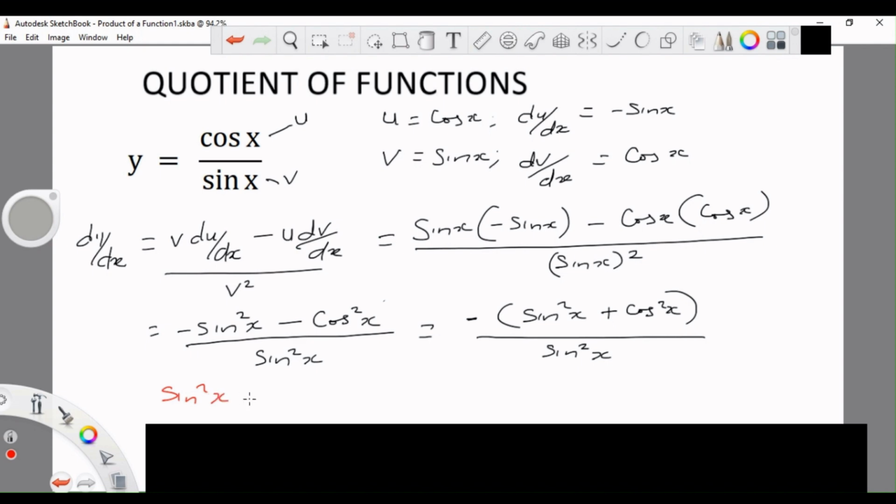Now, in your trigonometry, we are told that sine squared x plus cos squared x is equal to 1. So therefore, sine squared x plus cos squared x is 1. So therefore, this is negative 1 over sine squared x. Again, in your trigonometry, 1 over sine squared x will give us cosec squared x. So negative 1 over sine squared x becomes negative cosec squared x. So this is our final answer, negative cosec squared x.